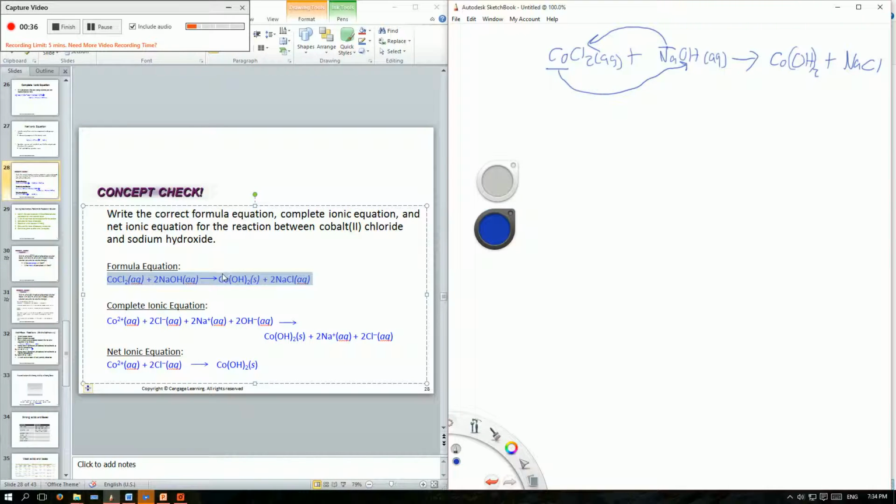So the 2, remember, is the charge on the Co. OH has a charge of -1, so you don't see it down here. And then the NaCl is just like the example I just gave you. Now you notice that there are coefficients here, so we need to balance this out.